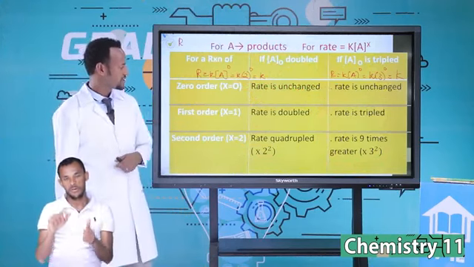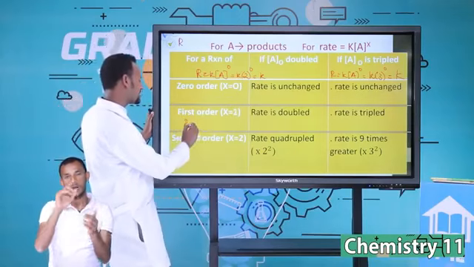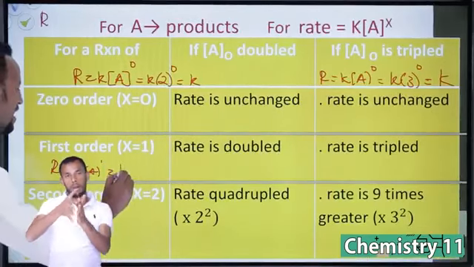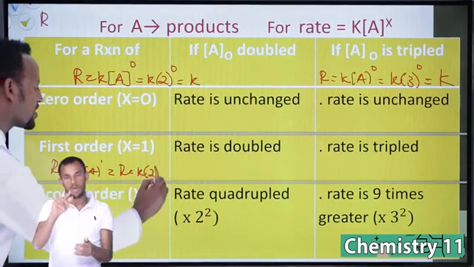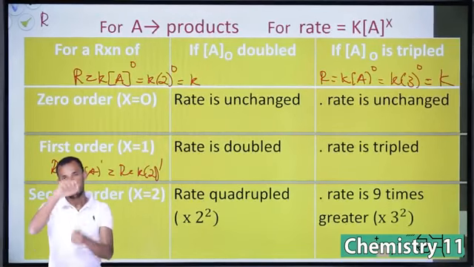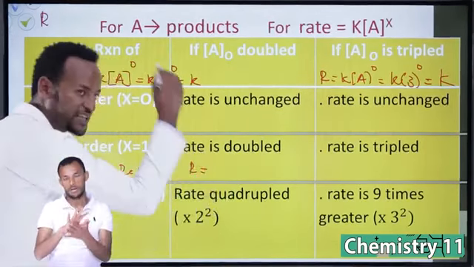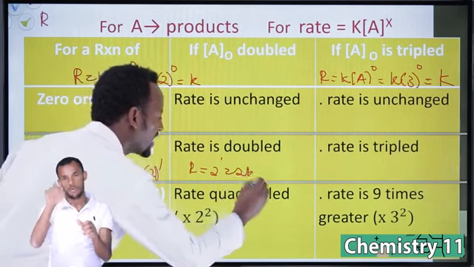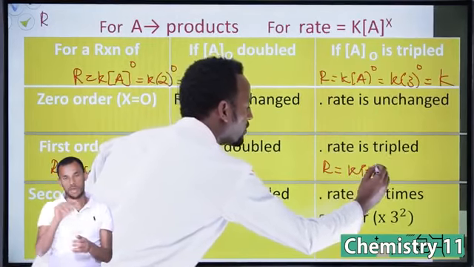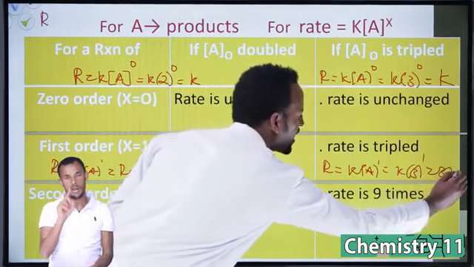Similarly, for a first order reaction, x is equal to 1. x is equal to 1 means R is equal to K A to the power of 1. By the way, doubled means what? R is equal to K times 2 to the power of 1. 2 to the power of 1 is how much? 2. 2 times K, 2K. Rate is changed. Yes, changed by doubled. Therefore, rate is doubled. Tripled means R is equal to K times 3 to the power of 1, which is 3K.